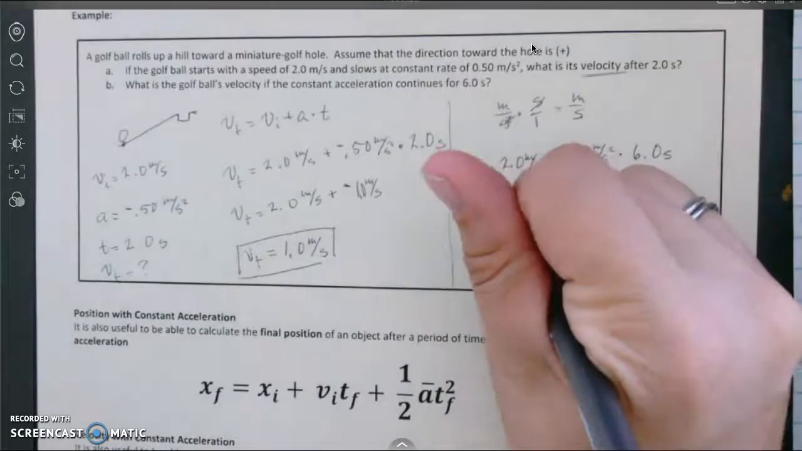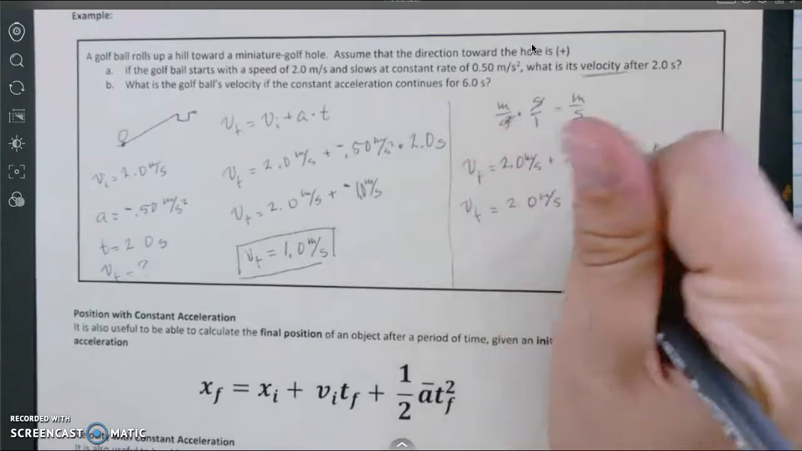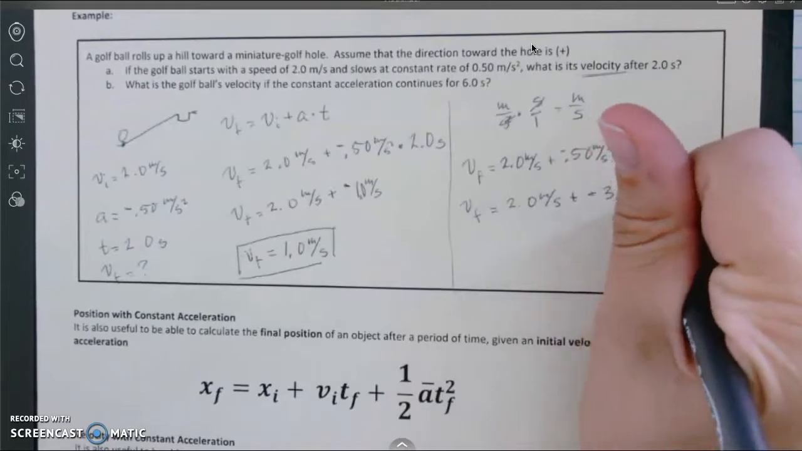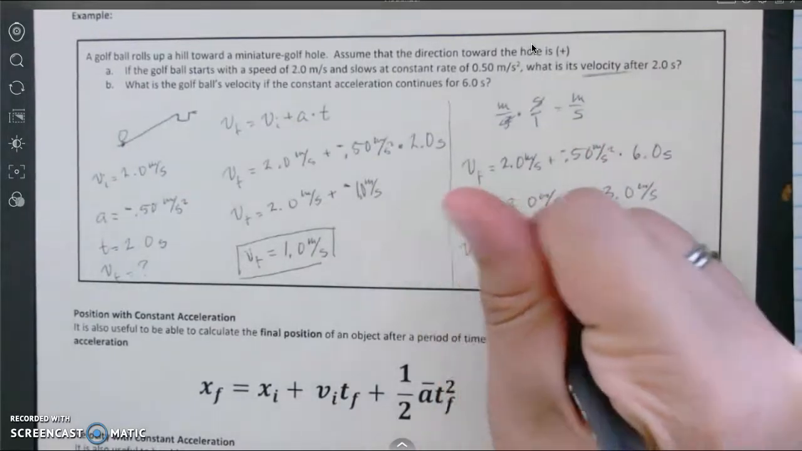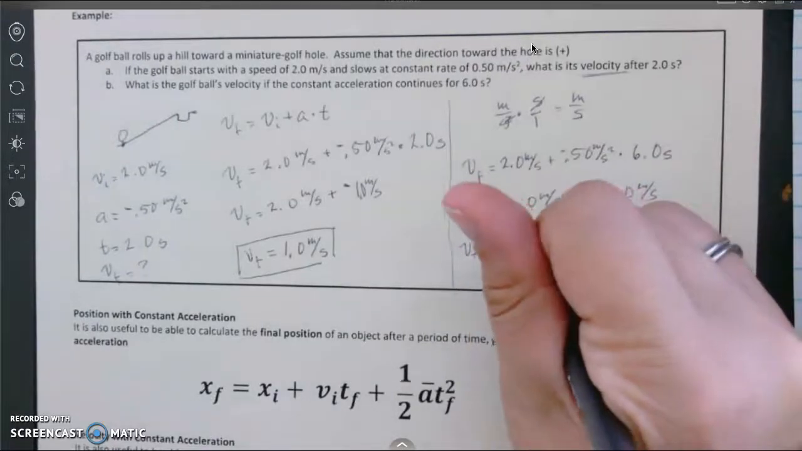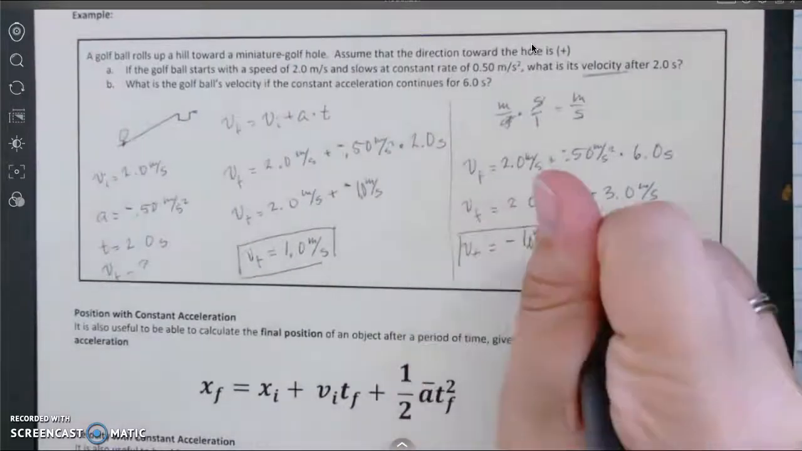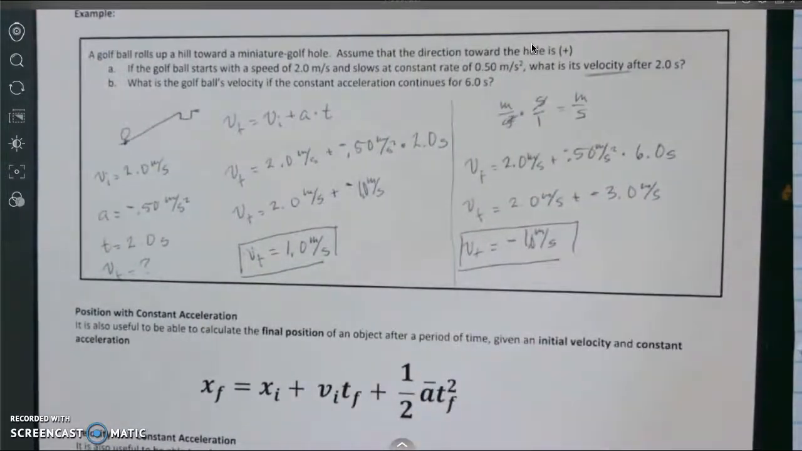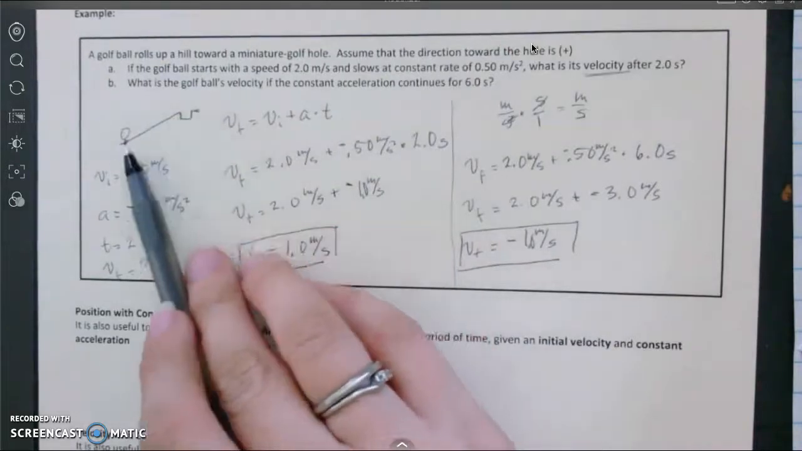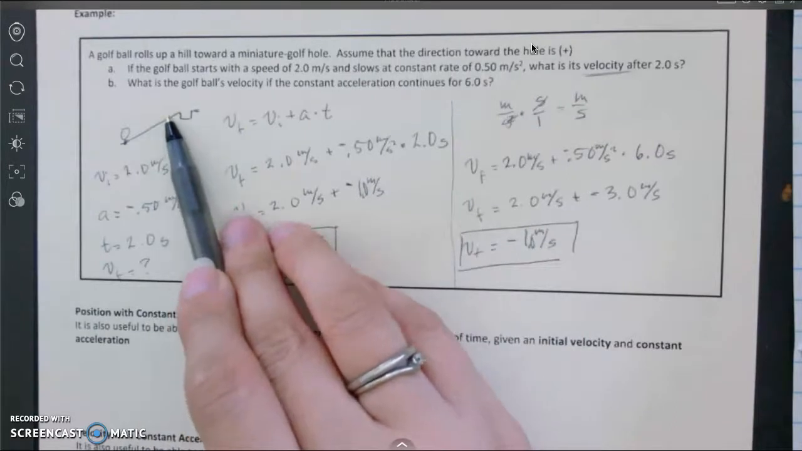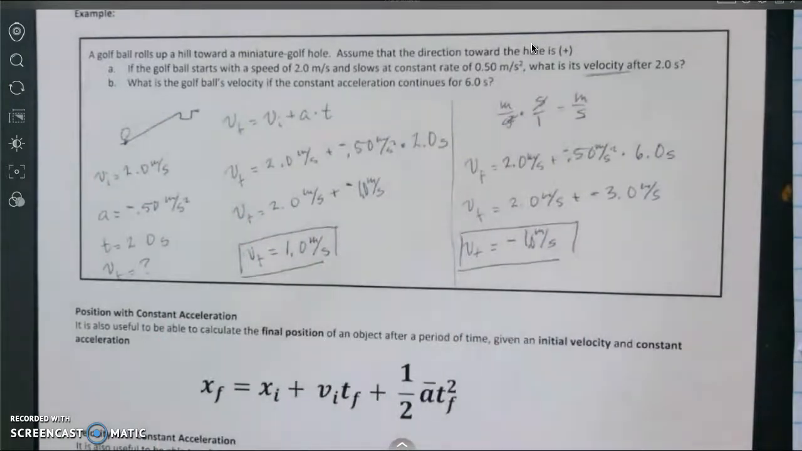So this would be 2.0 meters per second plus a negative 3 meters per second. So my final velocity would be negative 1.0 meters per second. It essentially means, let's say this hole wasn't there and we continued up the hill. After some time, we start rolling back down, we'd have a negative velocity, and after 6 seconds, we'd see that negative velocity at 1 meter per second speed.